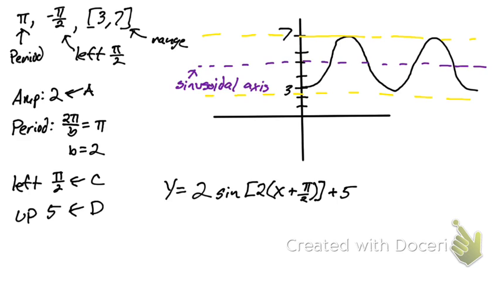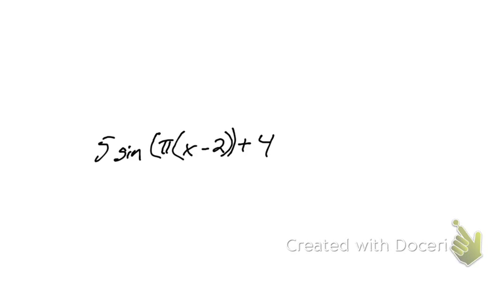Other questions? Jack. 43. Do you just need the answer, or do you want to go through it? No, just need it. Okay, so the answer to 43 is 5 sine quantity pi times quantity x minus 2 plus 4. So I'll write that out. It is 5 sine of pi x minus 2 plus 4.